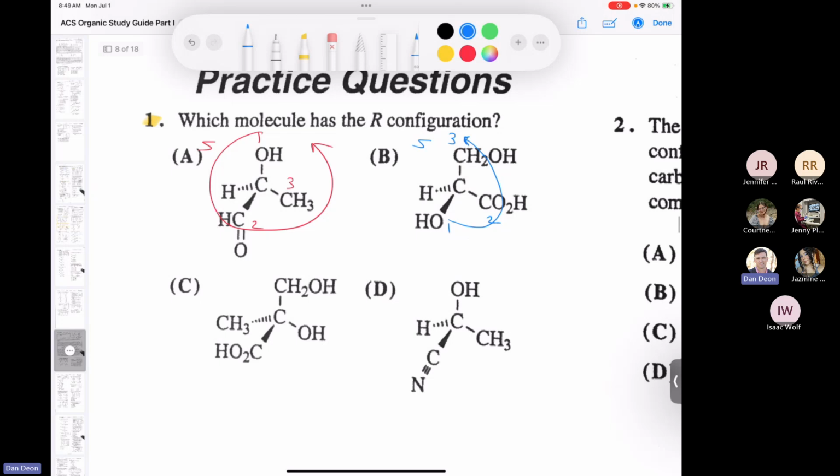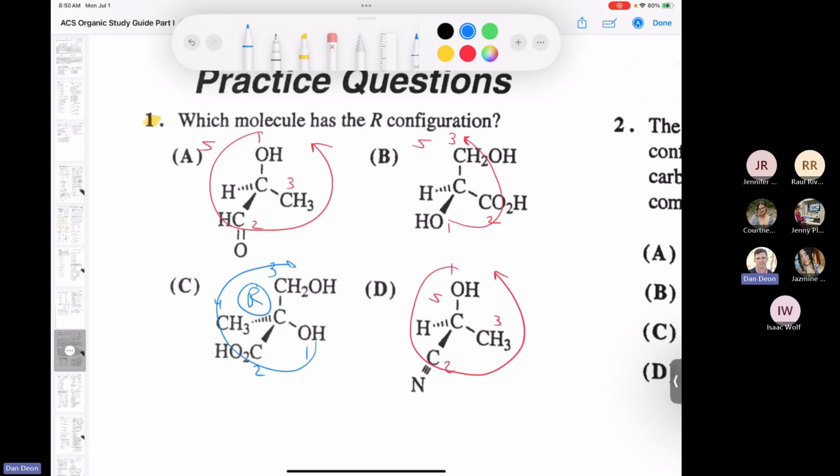If I look at D, in D, the hydroxyl is number 1. The nitrile, this one here, that's going to be number 2. The methyl is 3. The hydrogen is in the back, so this is going counterclockwise. So this is also an S molecule. I should have used red for all of these, huh? Anyhow, but then if we look at C, you can see the lowest priority group in this case is a methyl group. Okay, it's not a hydrogen in this case. That's going to be group number 4. This will be 1, this will be 2, and this will be 3. So in this case, we're going clockwise, and so this would be an R molecule.